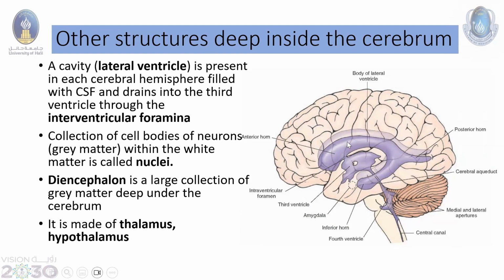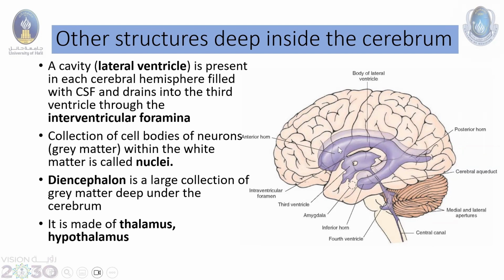So these ventricles are filled with CSF. This is the one lateral ventricle, this is the other lateral ventricle. The lateral ventricle has different parts. This is called as the anterior horn. This is the body of the lateral ventricle. This is called as the posterior horn, and this is called as the inferior horn. So these are the different parts of the lateral ventricle.